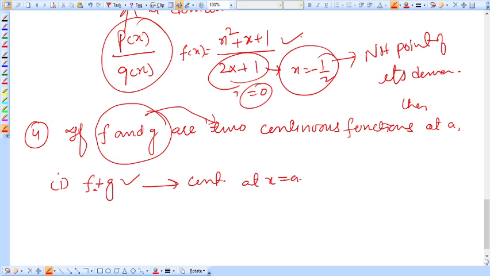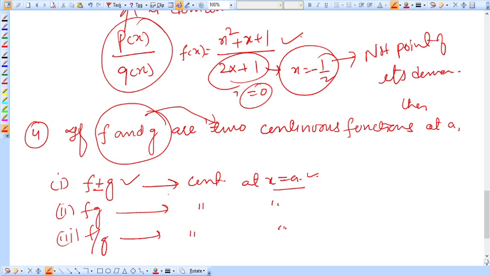and f minus g ये भी क्या होगा? continuous function होगा, कहाँ पे? x is equal to a पे. and also f into g would be also continuous at x is equal to a. Moreover f upon g would be also continuous at x is equal to a, right? Provided g of a is not equal to 0, right? So this is algebra of continuous functions. Okay, how does their addition and multiplication, subtraction, division behave?